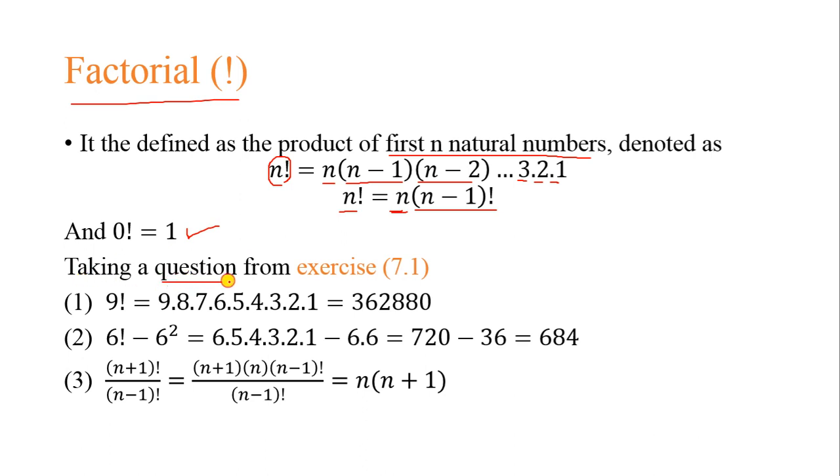Take a question from exercise 7.1 of our textbook. We have 9 factorial. It is equal to 9, 9 minus 1, 9 minus 2 and up to 1. And when you multiply 9, 8, 7 up to 1, you will get 362880.